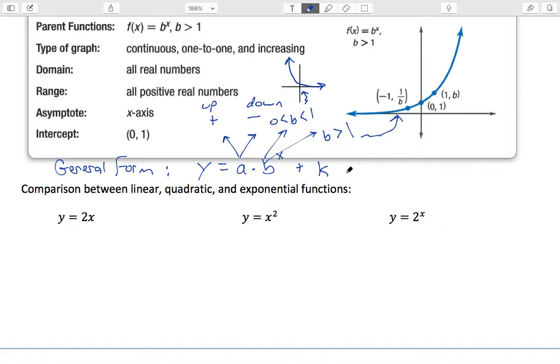And then the k is the vertical shift, just like our k has always been. So it's the vertical shift, and you might also want to call this the horizontal asymptote. That's a funny word, but asymptote.